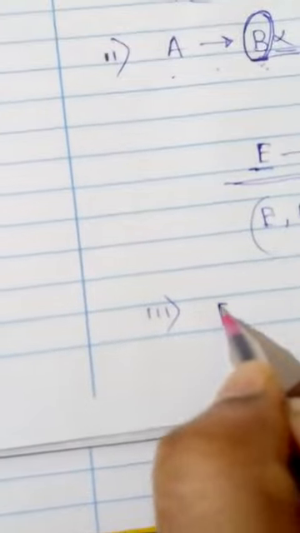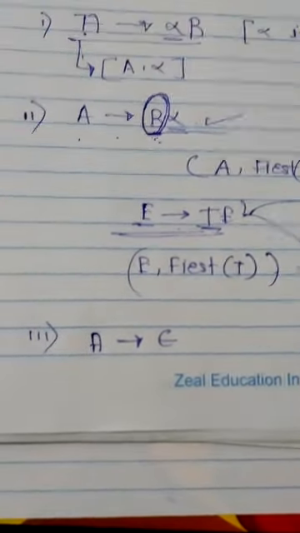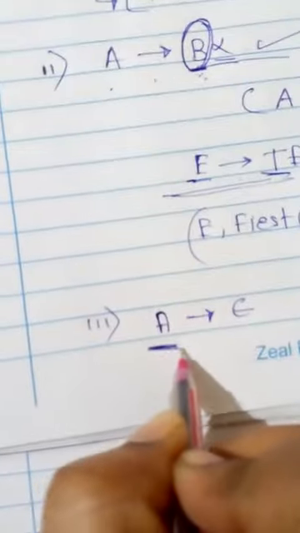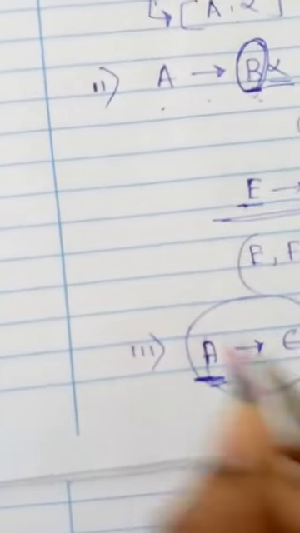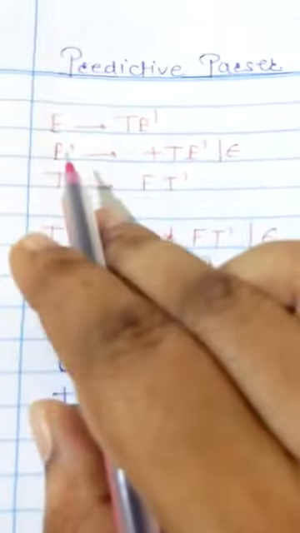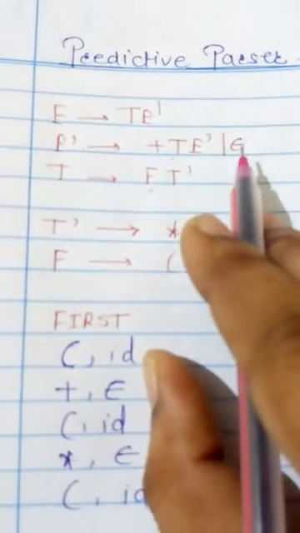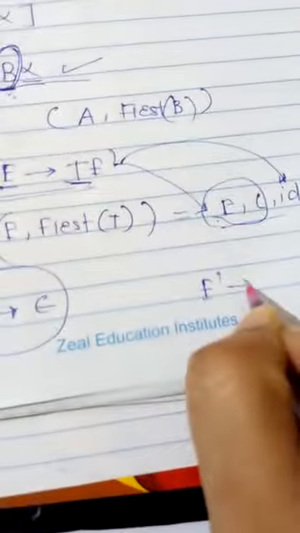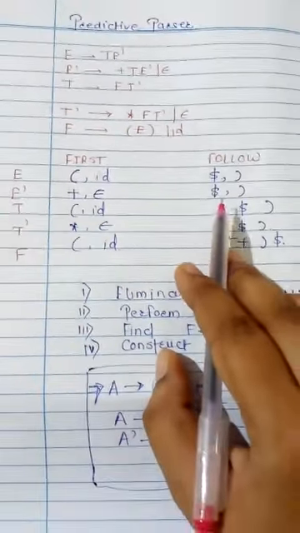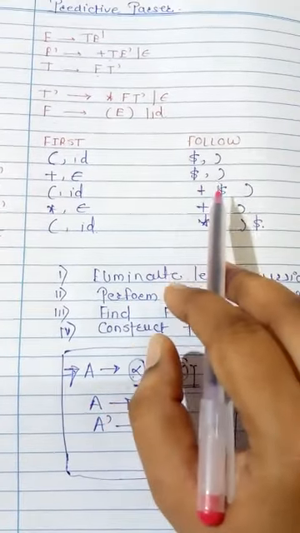Now the third rule says, if any non-terminal A gives epsilon, then find out the follow of this A, and add this production rule into those cells. In our example, E dash gives epsilon. Find the follow of E dash. So what is the follow of E dash? Dollar and closing bracket. I will show you. What is the follow of E dash? Dollar and closing bracket.